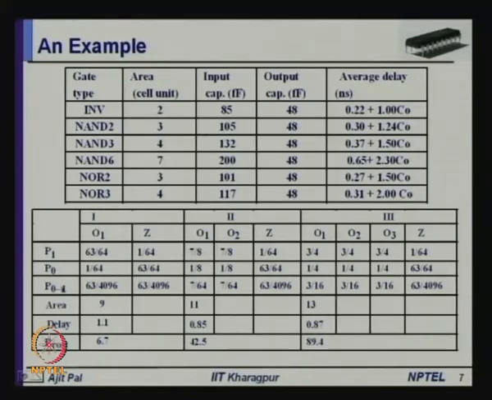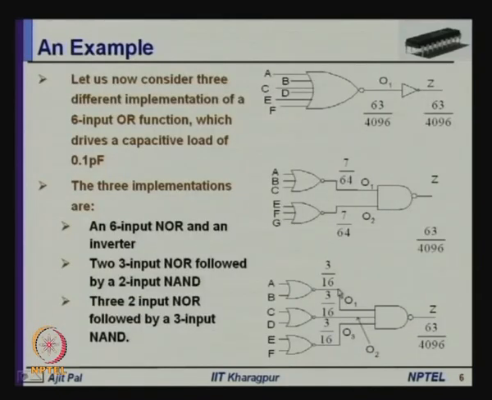For implementation 2, we find that area is more than implementation 1, delay is less, but the power dissipation is much higher. For implementation 3, power dissipation is much larger because of higher switching activity at the 3 nodes. We have seen that the switching activity is much more here, 3 by 16 at each of the 3 nodes. So, these are the 3 nodes here, here and here.